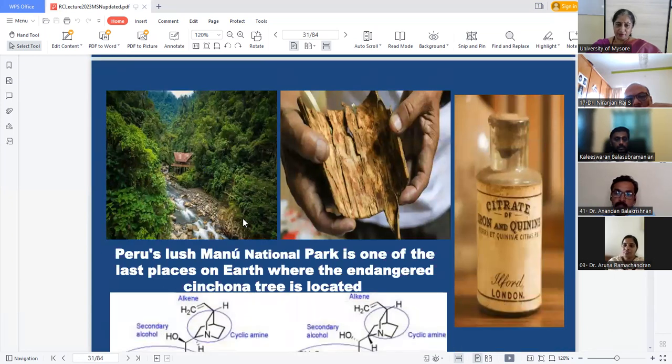Now let's go into the importance of plant-based drugs. The first one is the discovery of quinine for the treatment of malaria fever. Everybody knows the discovery is from the bark of a tree, Cinchona officinalis. This tree is preserved in the Amazonian forest in the Manu National Park in Peru.